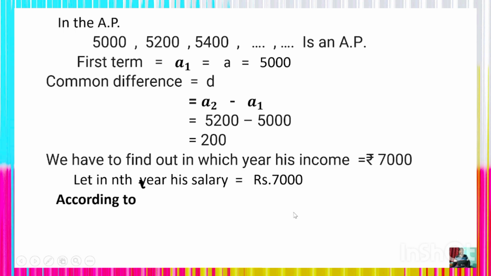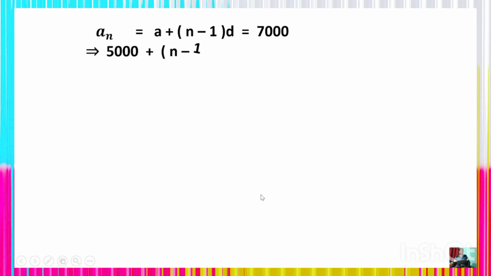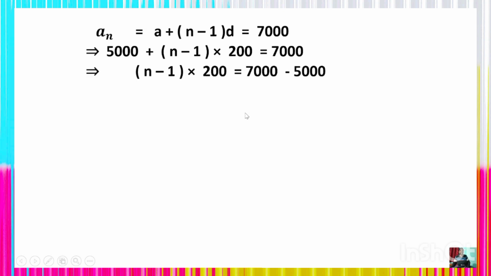So according to the formula, the nth term of the AP, an, is equal to a plus n minus 1 into d, which is 7,000. So a plus n minus 1 whole into d is equal to 7,000. So 5,000 plus n minus 1 whole into 200 is equal to 7,000. So n minus 1 whole into 200 is equal to 7,000 minus 5,000. So n minus 1 into 200 is equal to 2,000.